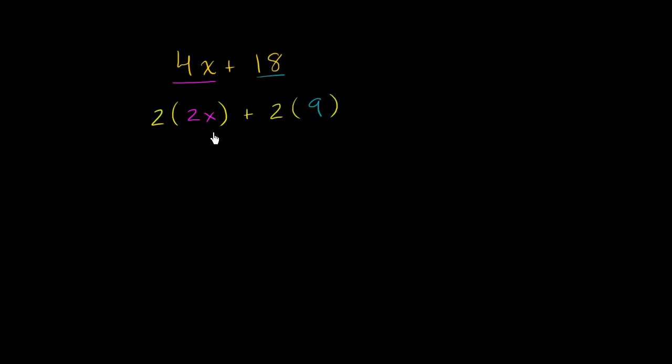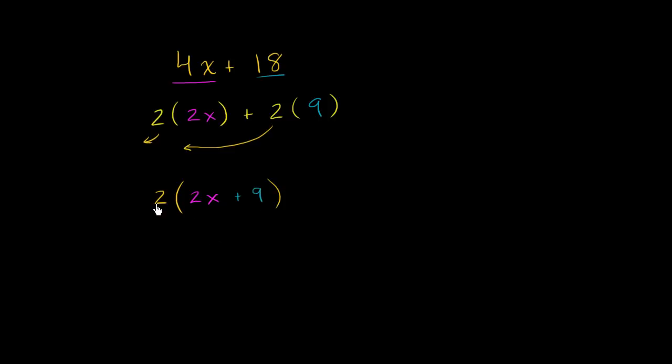And now it might be clear that when you apply the distributive property, you usually end up with a step that looks something like this. Now we're just going to undistribute the 2 right over here. We're going to factor the 2 out. Let me actually just draw that. So we're going to factor the 2 out. And so this is going to be 2 times 2x plus 9.